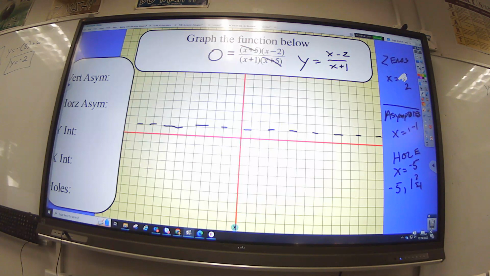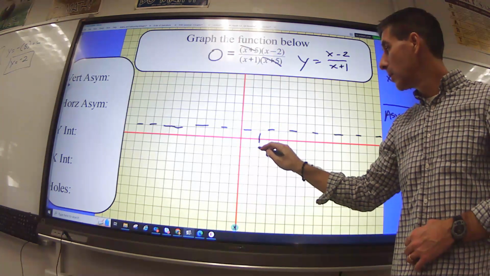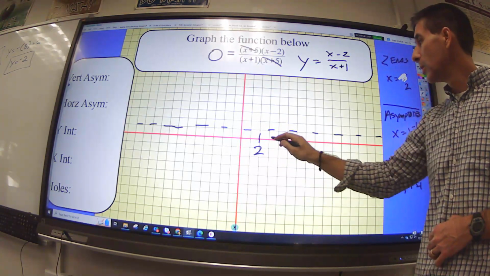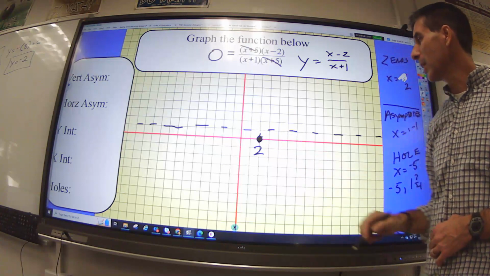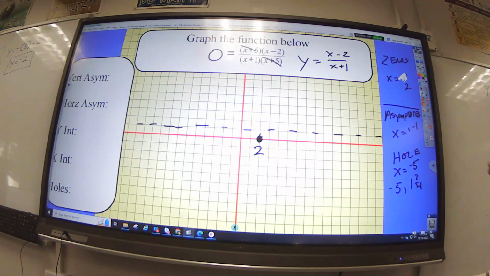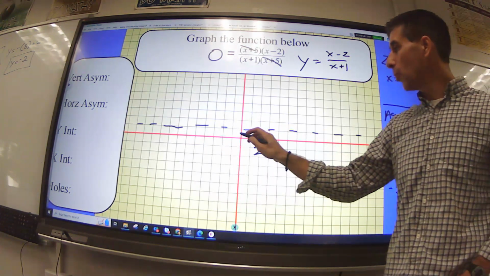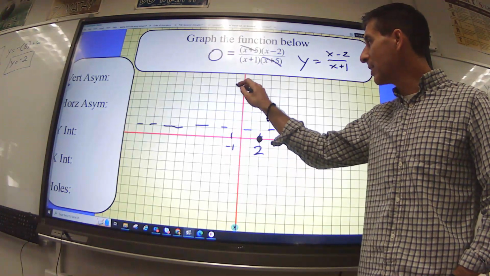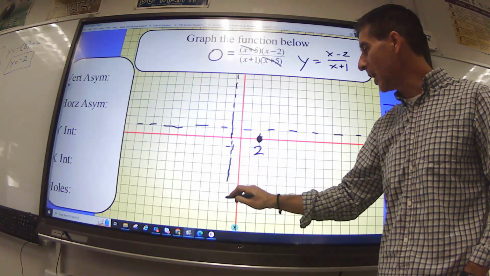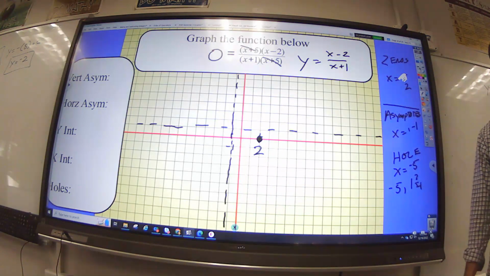Okay, let's put in what we know. Let's do the zeros first, and we'll do the hole. What's my 0? I got 1 at 2. I'll put a point there, and that's the only one I got, right? I have to cross it. I got a 0 at 2. What about my asymptote? -1. So at -1 right here, I got an asymptote. What do you do with the asymptote? You hug it.